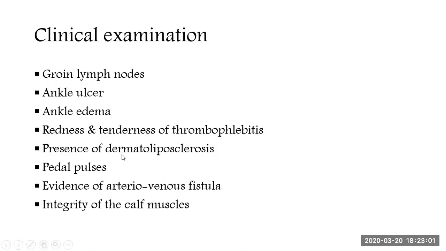In all of the patients who are having lower limb problems, we should palpate the pedal pulse to see if they are present or not. Evidence of arteriovenous fistula could be uncovered through finding of the thrill over the affected veins and hearing by the stethoscope of a bruit along these veins. This bruit usually is a machinery murmur.